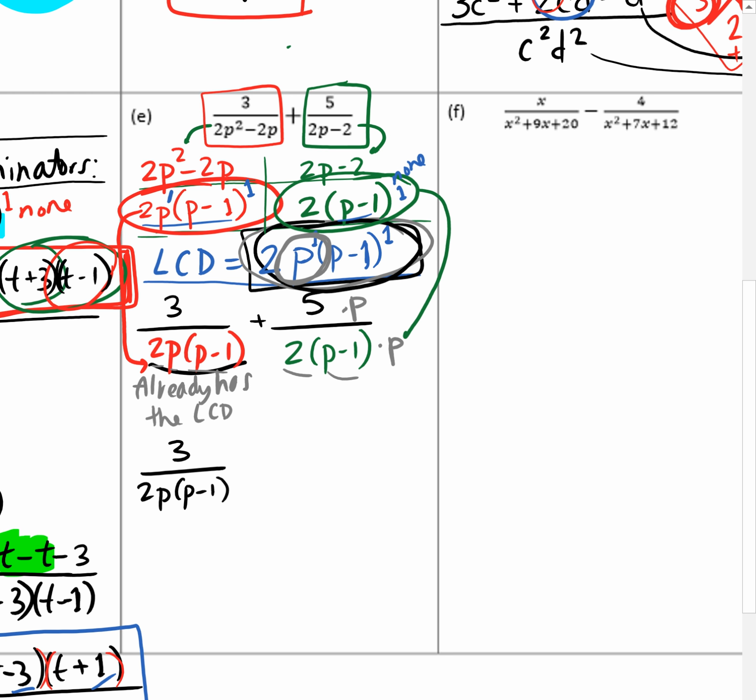Alright, that's not too bad, because the numerator only had a 5. So it's 5 times p, that's 5p over. And now the denominator, 2 times p minus 1 times p, you can write it so it looks exactly like the other denominator if you want. Put the p in between the 2 and the parentheses. Alright. Now I can take their numerators and add them. 3 plus 5p. They're not like terms, so there's not really anything I can do there. And write it over that denominator.